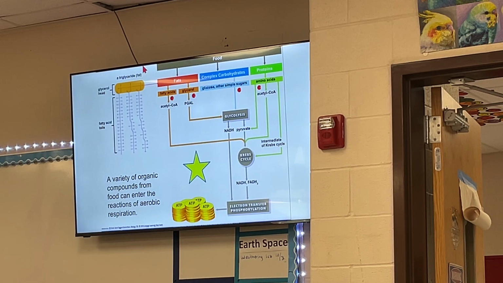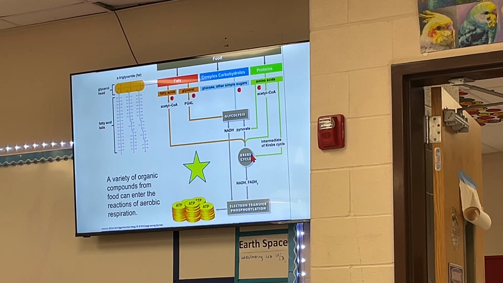I really like this picture. I think it does a good job of explaining how everything divides out and where a lot of the ATP is. So here is a fatty acid, and the tails and the head. It explains the food products, the fats, carbohydrates, and the proteins. The fats, the tails get put into the Krebs.